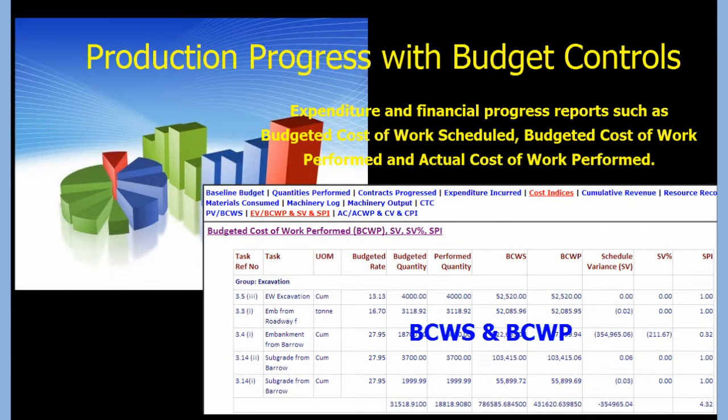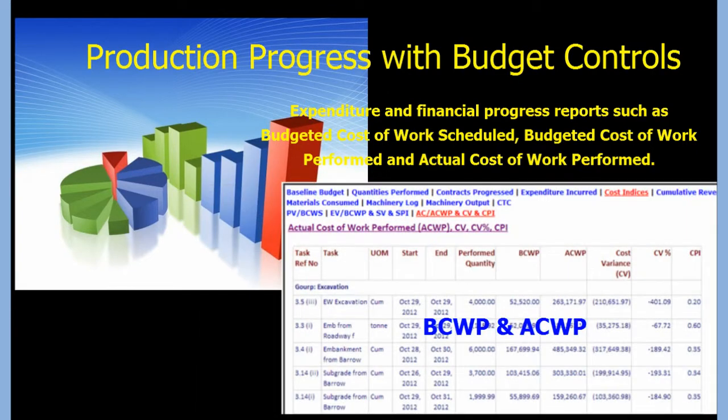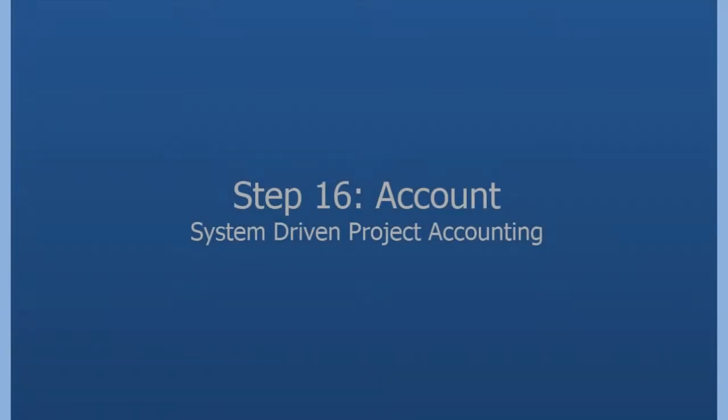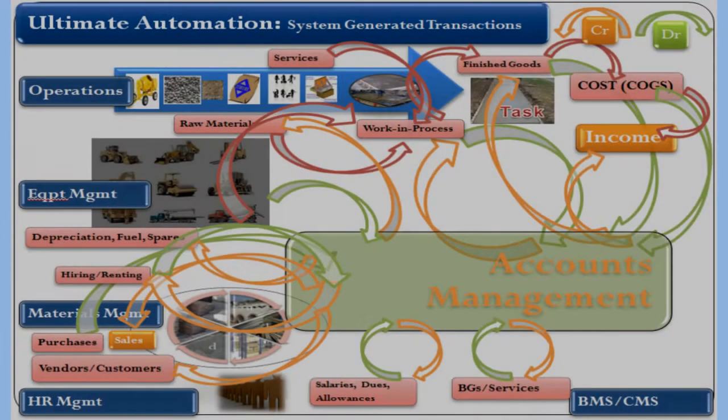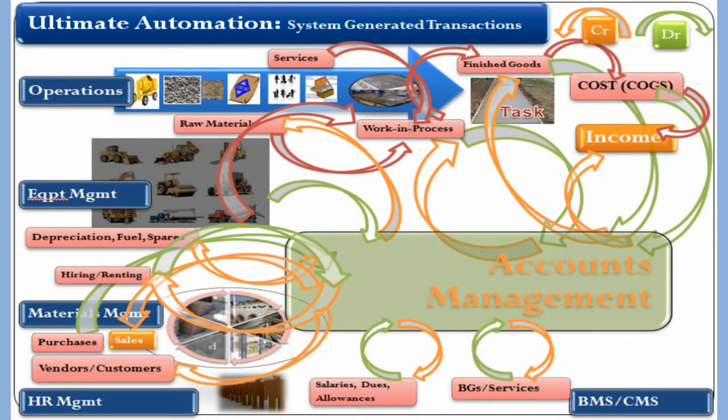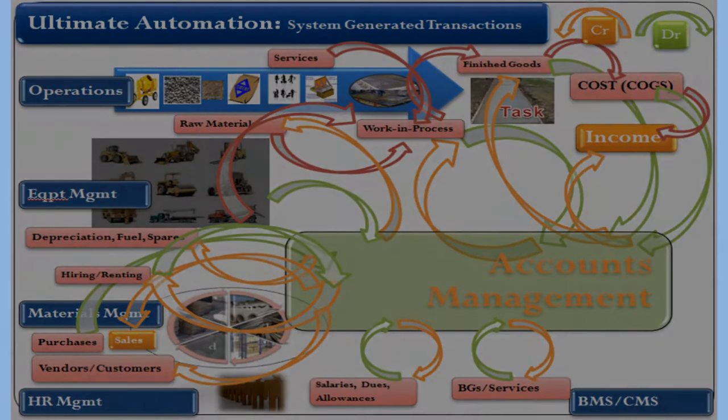Let us also have a look at the visual project progress with expenditure and financial progress reports such as budgeted cost of work scheduled, budgeted cost of work performed and actual cost of work performed. System-generated transactions at its ultimate automation.